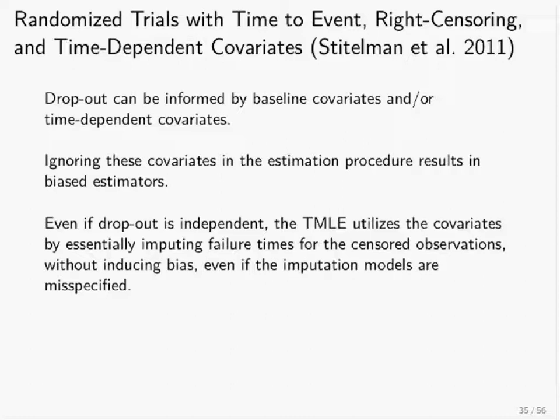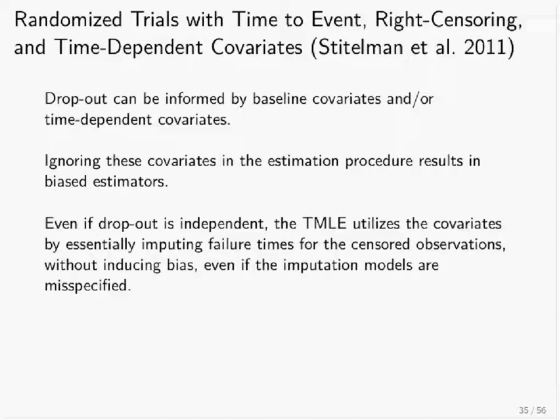In fact, even when dropout is known to be independent, TMLE utilizes the covariates by essentially imputing failure time. So if somebody drops out and you have knowledge about how sick the person is at that time, even though his dropout was not informed by that, you get imputations and therefore get more efficient estimators. And so TMLE, without any risk of getting bias, will improve efficiency, like in randomized trials where censoring would be non-informative.